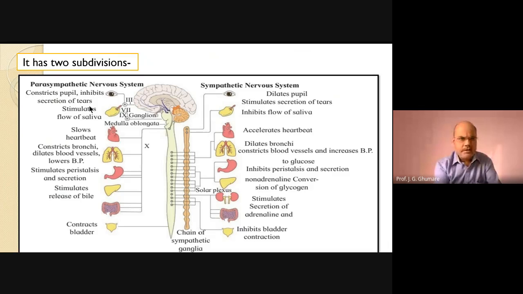Similarly, we'll have a parasympathetic nervous system with a separate, direct nerve fiber here. No ganglions. Ganglions are very close to the organ. And here we'll have two units, sympathetic and parasympathetic. Quickly we'll study sympathetic and parasympathetic.